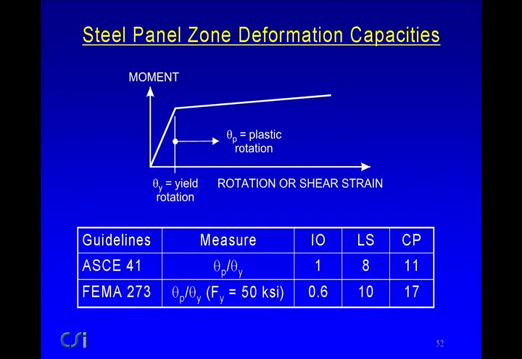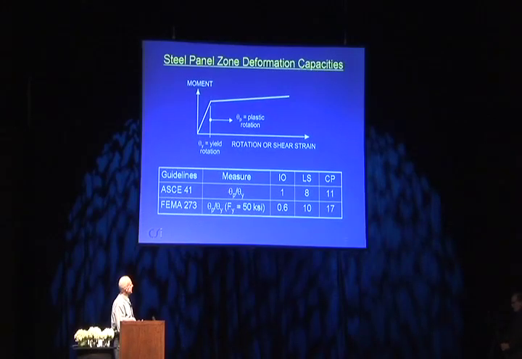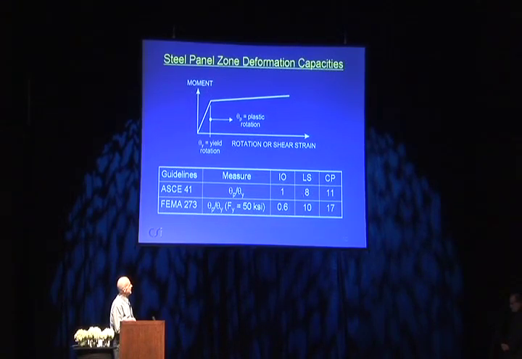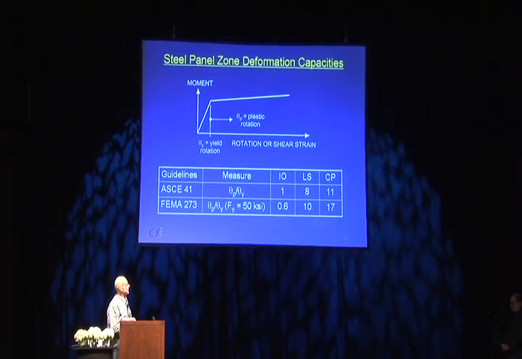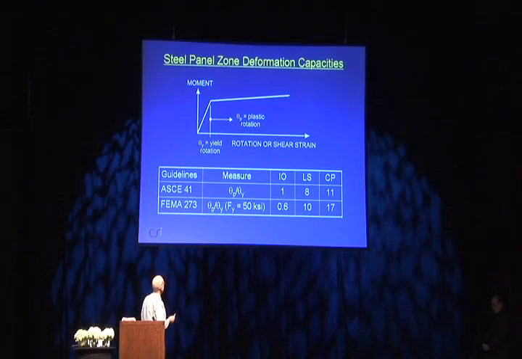ASCE 41 deformation capacities for panel zones. This is ASCE 41. It's given as before for steel as a ratio of plastic to yield rotation. 1 for IO, 8 and 11 for CP. For a beam, these were, if I remember correctly, 6 and 8 or something like that. It allows you rather more rotation than it would be for a beam.